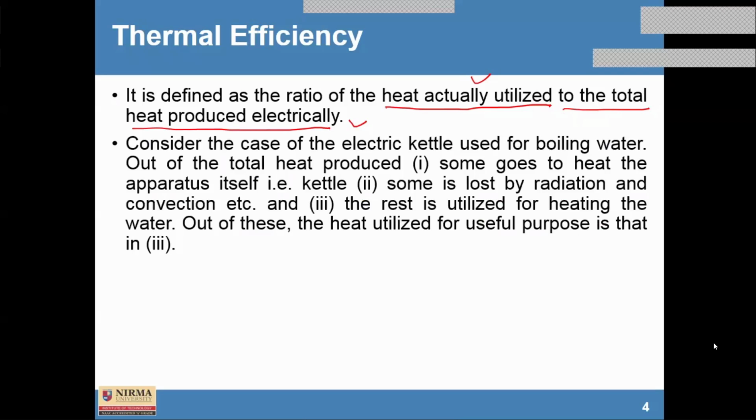And the example which I already discussed is mentioned here. Consider the case of an electric kettle used for boiling water. Out of the total heat produced, some goes to heat the apparatus itself. Kettle garam hoti hai. Some is lost by radiation and convection, etc. And the rest is utilized for heating the water. तो एक में क्या हुआ, आपकी जो केटल है वो केटल कंज्यूम कर लेगा थोड़ा बहुत, उसके बाद थोड़ा सा यहाँ से निकल जाएगा और बाकी जो बचा है आपका वाटर बॉइलिंग के लिए यूज होता है.